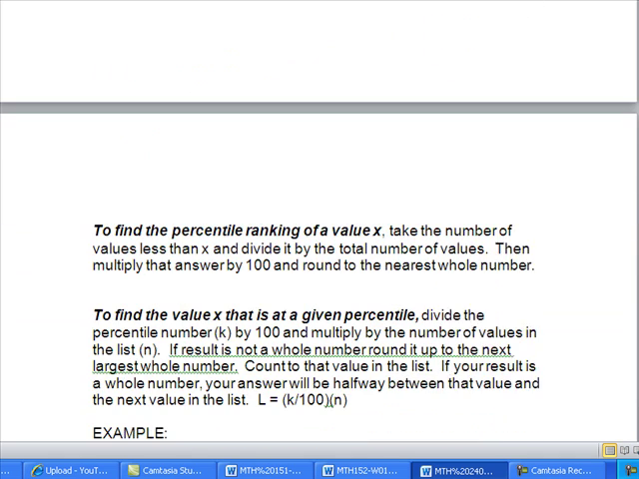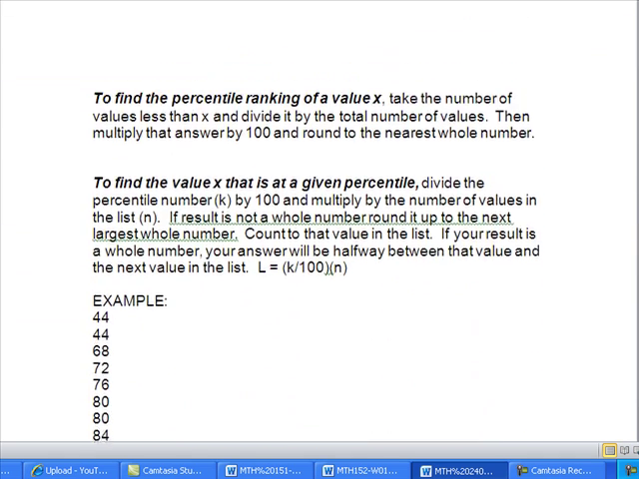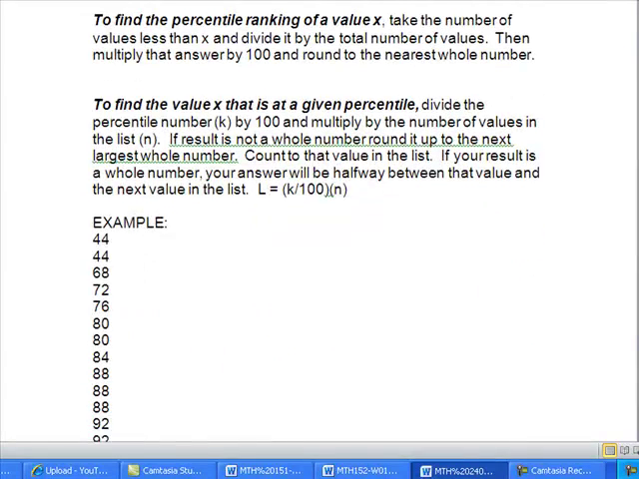Now, where you usually find these values is when you take a standardized test. Very often the scores are given in terms of percentiles. Also, if you take a child to a doctor, the child's height and weight will be scored as a certain percentile.